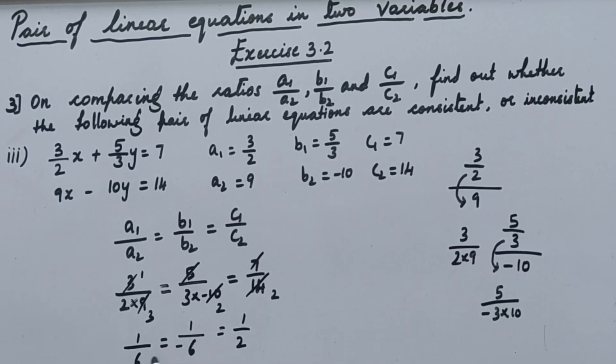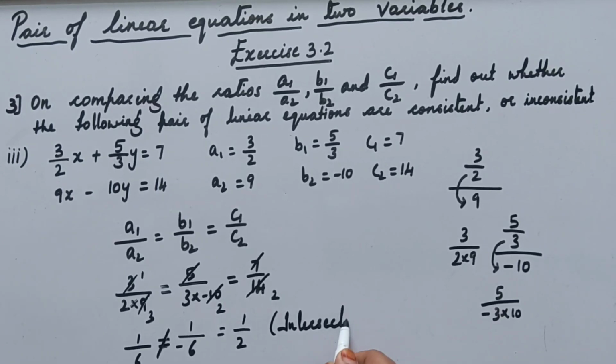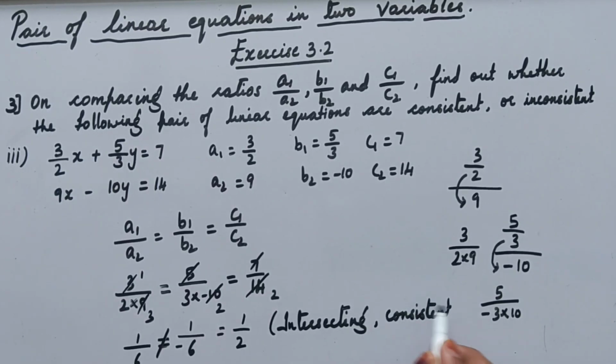Can you say that these both are equal? Are these equal? No, they are not equal. So we say that it is intersecting and it is consistent. Okay, because intersecting has got one solution, that is unique solution we have got. So it is consistent, students. It is intersecting and it is consistent. I hope this is clear.